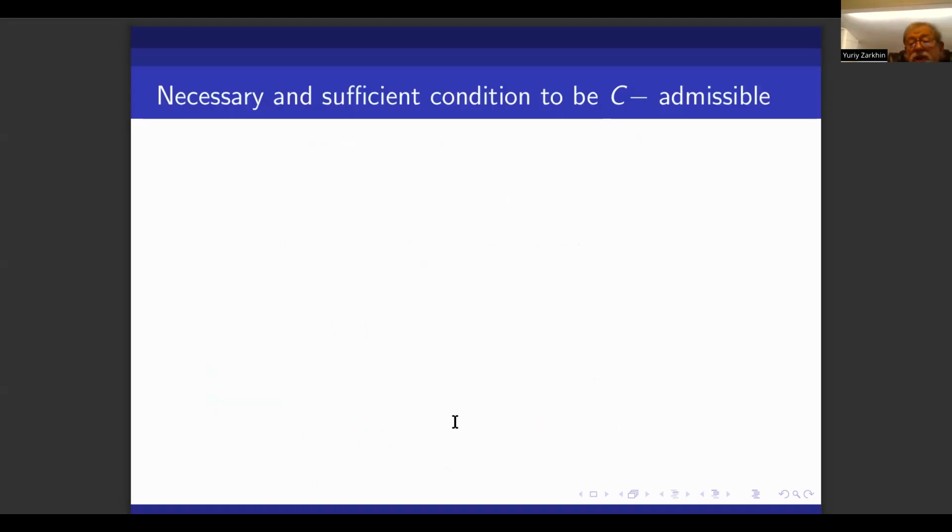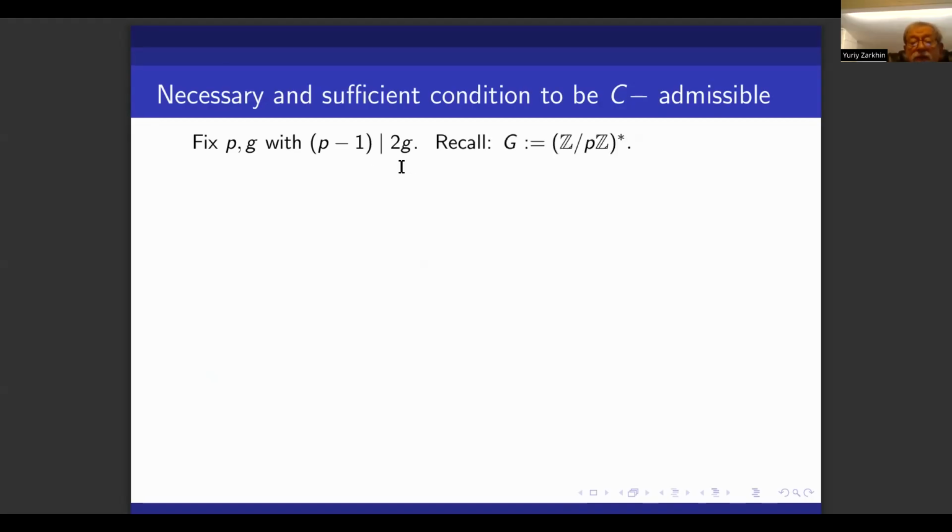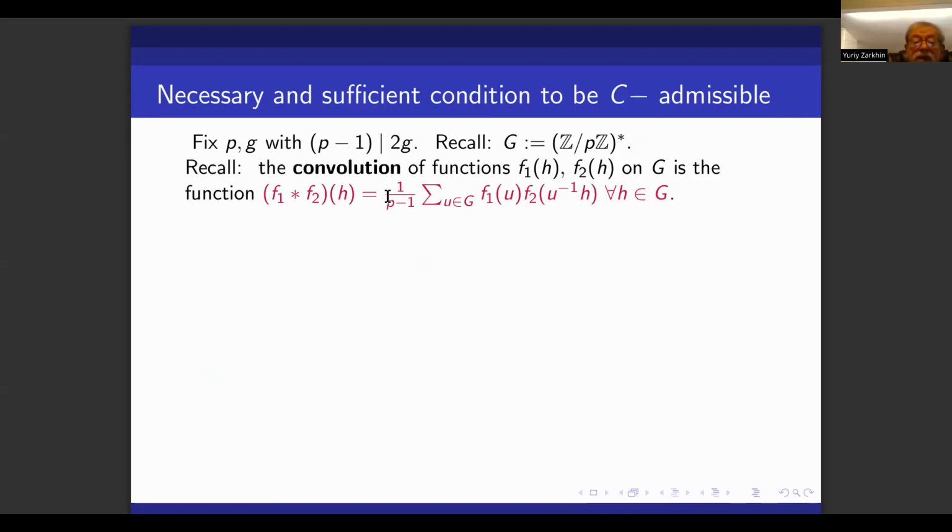Now let me state the main result: necessary and sufficient conditions for functions to be C-admissible. Fix P and G such that P minus 1 divides twice G. Recall that our G is just (Z/PZ)*. And now I need to recall some basic things from Fourier analysis for finite groups, finite cyclic groups, I would say.